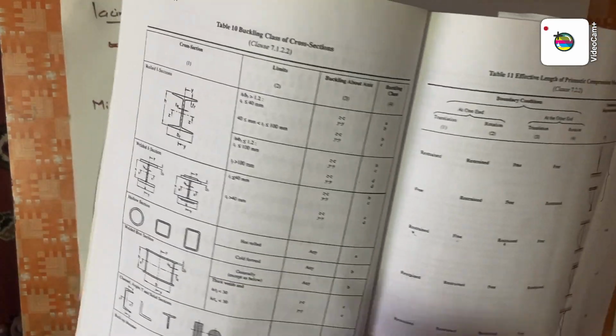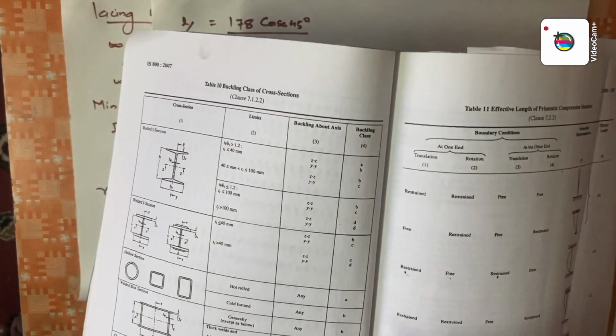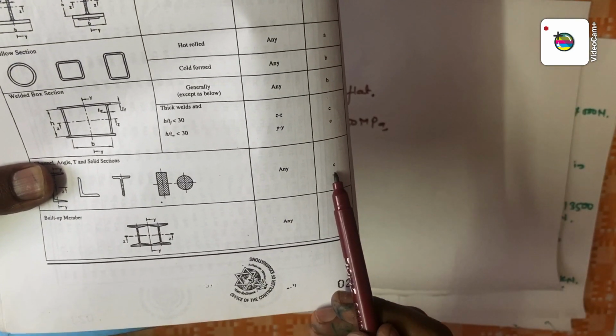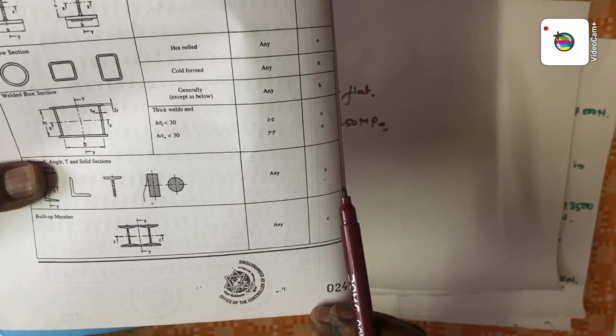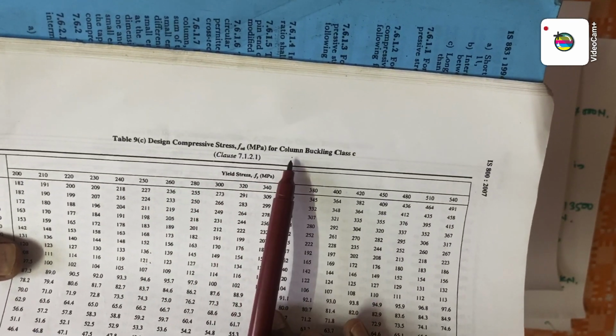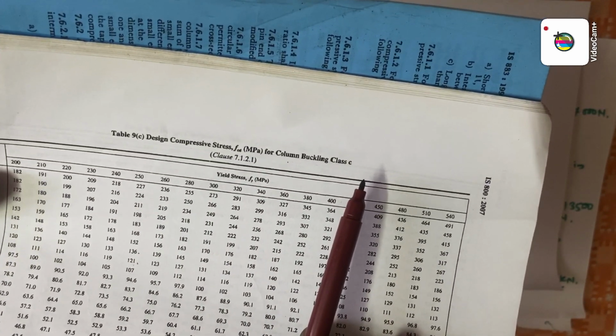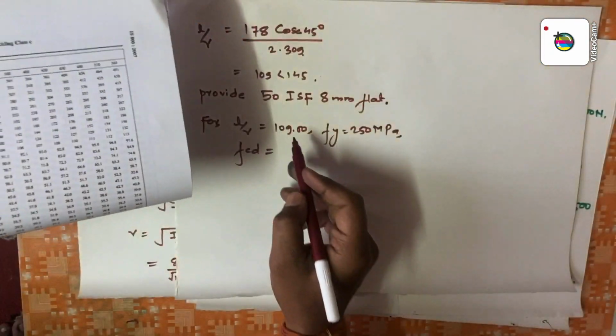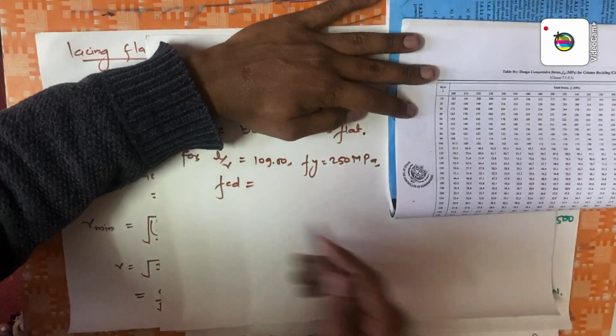Before that, you have to see this is our rectangular section. For a rectangular section, it is buckling class C, because we took the lacing plate as a rectangular section. So we have to find the fcd value. We can get fcd from Table 9C, design compressive stress fcd for column buckling class C. Our value of L by r is 109.